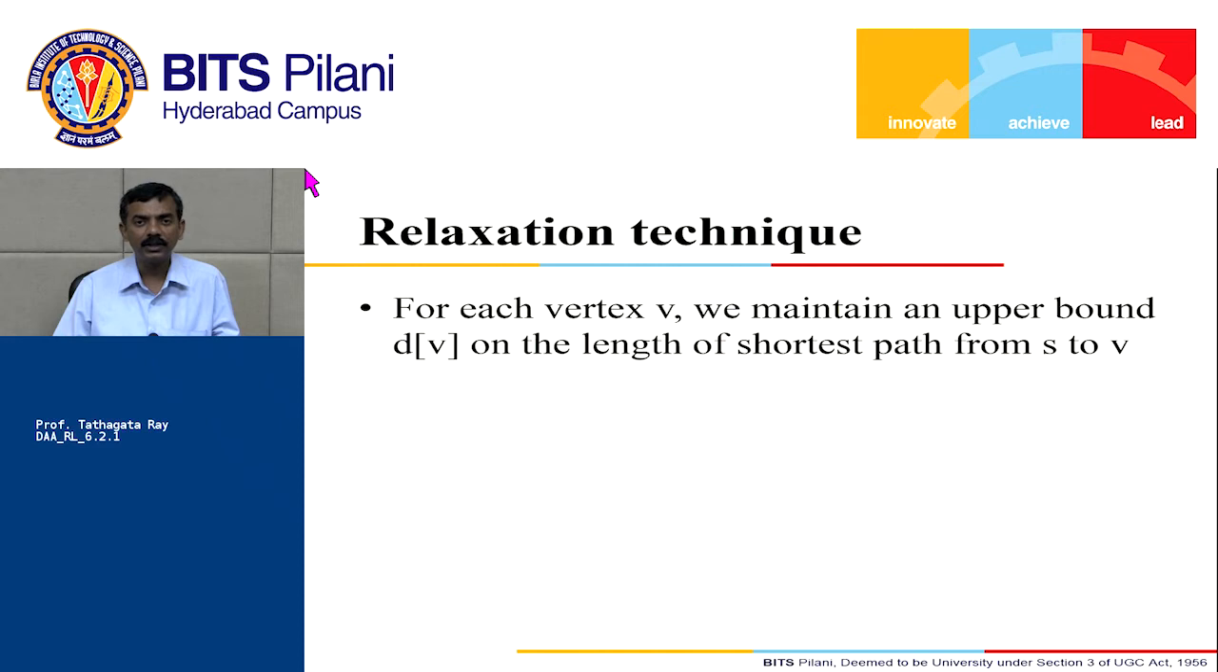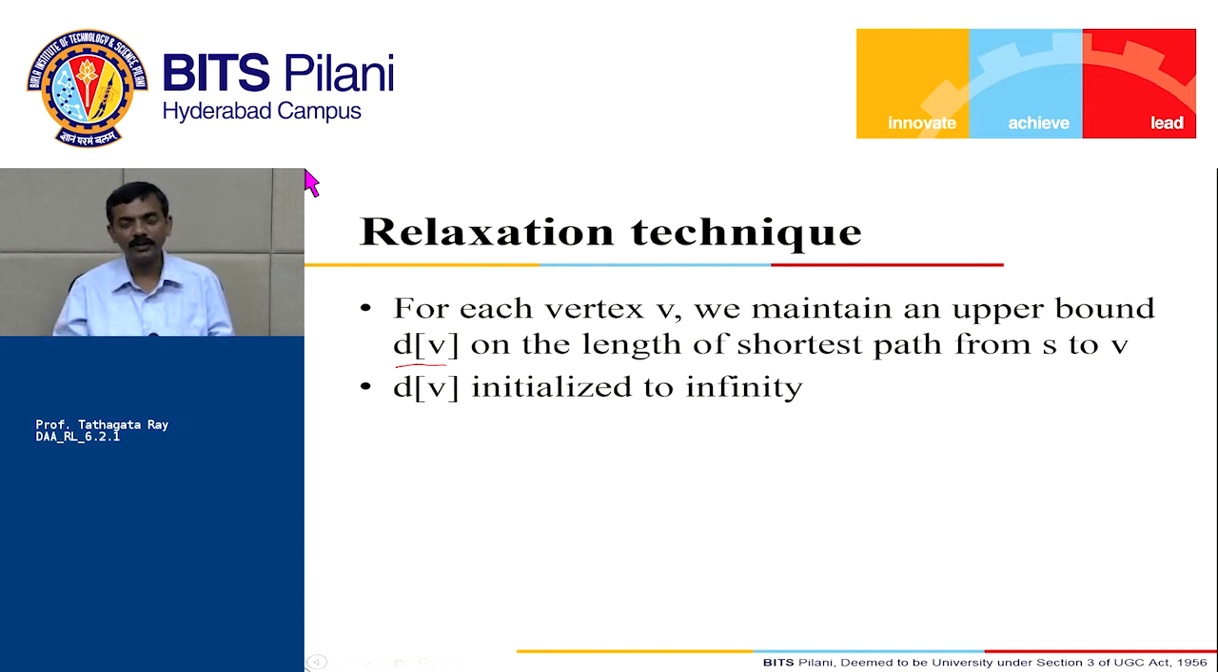What is the relaxation technique? For each vertex V, we maintain an upper bound dV. What is dV? This is a quantity stored in that node V, which is an upper bound on the length of the shortest path from S to V. From S, we can reach V via many other nodes, so V stores the best way to reach it such that I get the shortest path. I keep that in dV. Initially dV is initialized to infinity, which means I cannot reach V.